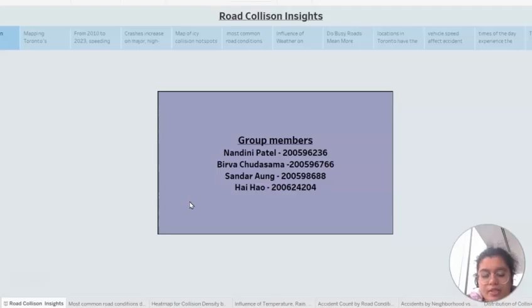The daily weather data set contains information about temperature, rain, and snow, and the traffic services data tells us about how speed and volumes vary by neighborhood. As for our group, we are four members: me, myself, Birwa Chudesama, Nandini, Sander, and Hayao.